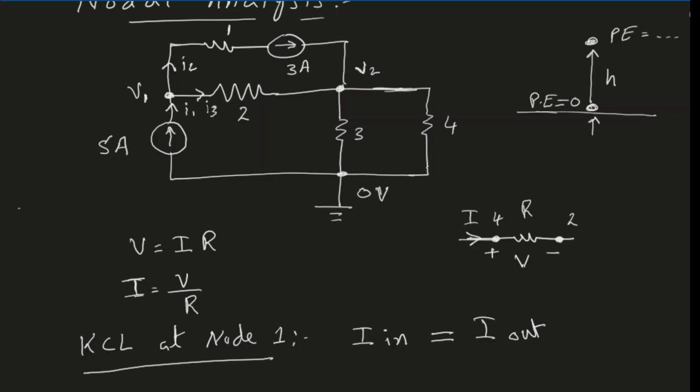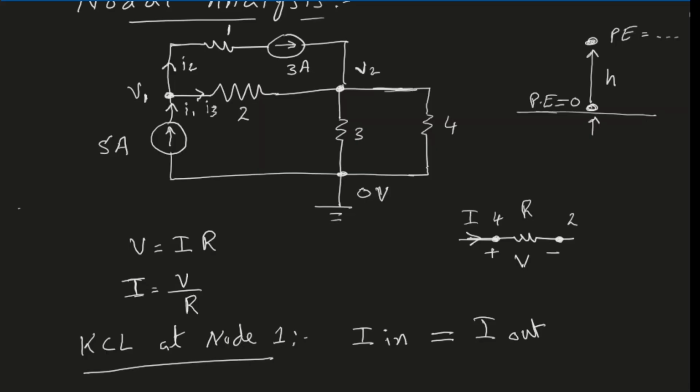You can choose any directions of current. In fact, you can choose that all the currents are actually entering a node, or you can choose that all the currents are leaving a node. I have chosen this assignment in which I1 is entering the node and I2 and I3 are leaving the node. I encourage you to change these directions, recalculate the values of the currents and node voltages. All right, so these are my directions for the currents at node 1.